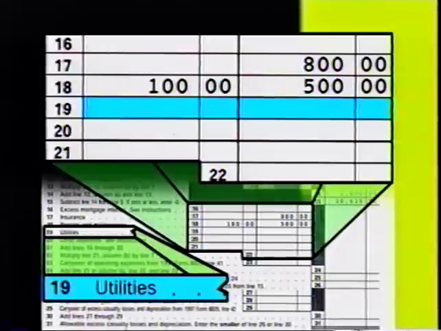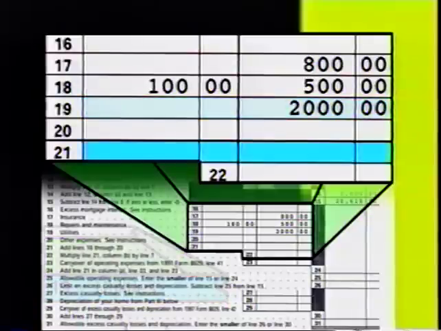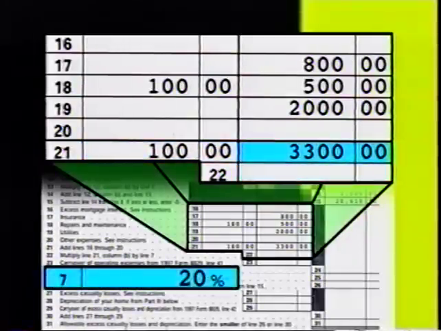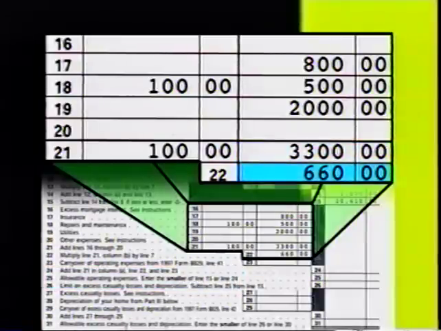Line 19 is utilities, things like electricity and gas. The Hendersons spent $2,000 this past year. For line 21, we add up the totals in columns A and B. We have $100 in column A and $3,300 in column B. In line 22, we use the percentage we computed in line 7, 20%, and multiply it by line 21, column B, because Vicky can only deduct 20% of indirect expenses, for $660.